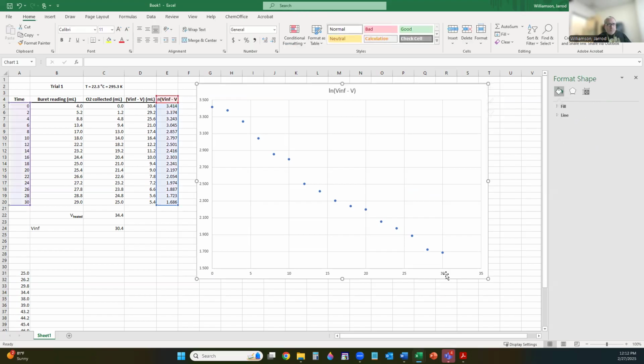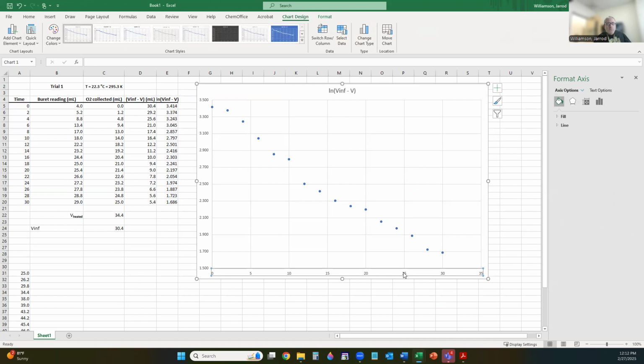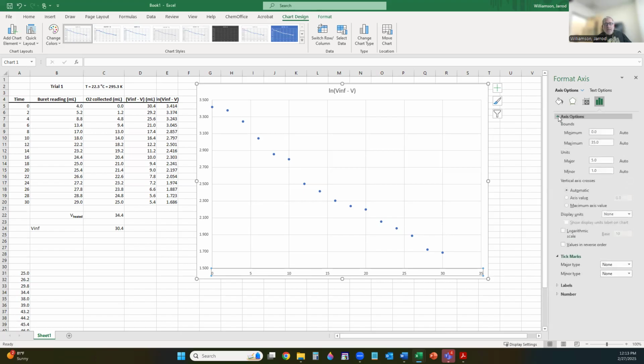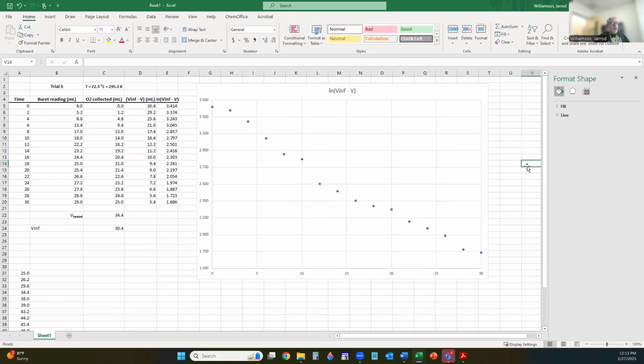Oops. Come on. What am I doing wrong? Axis options. What am I doing wrong? See, tick marks, axis options. There we go. Okay. 30 minutes. And make sure this stays at 0. There we go. We got that.